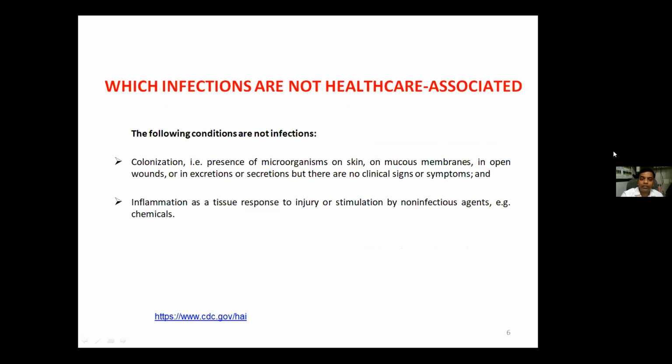Also, colonization, that is the presence of microorganisms on skin and mucous membranes, when they are associated in culture samples, that colonization is not termed as healthcare associated. Also, inflammation, which may be due to some injury or due to some chemicals or other things, is not labeled as healthcare associated. So I hope everyone has understood the terminology, that is healthcare associated infection.